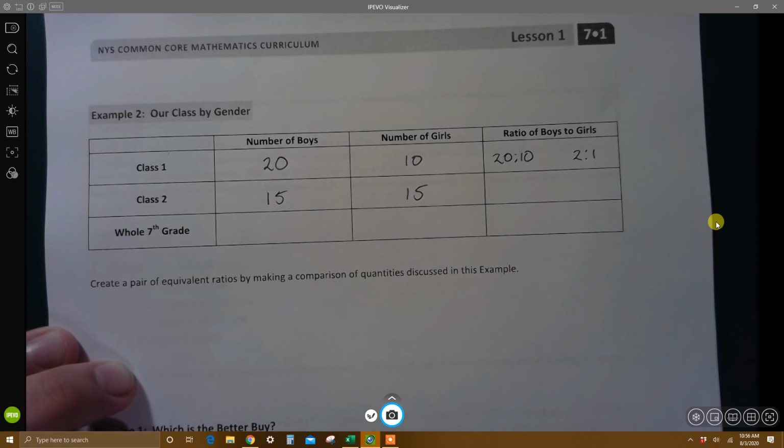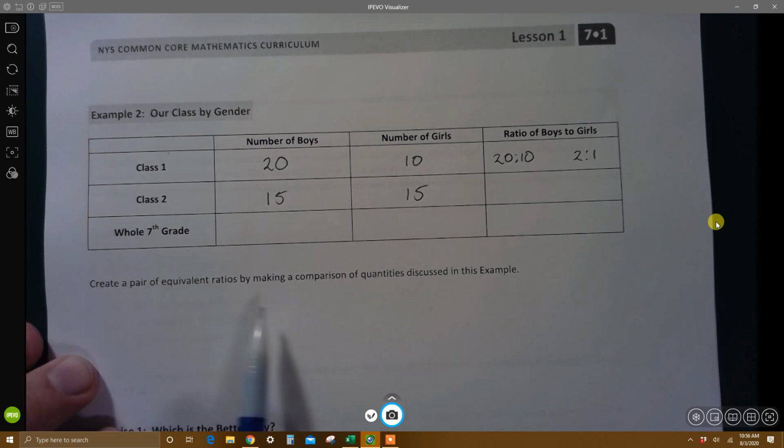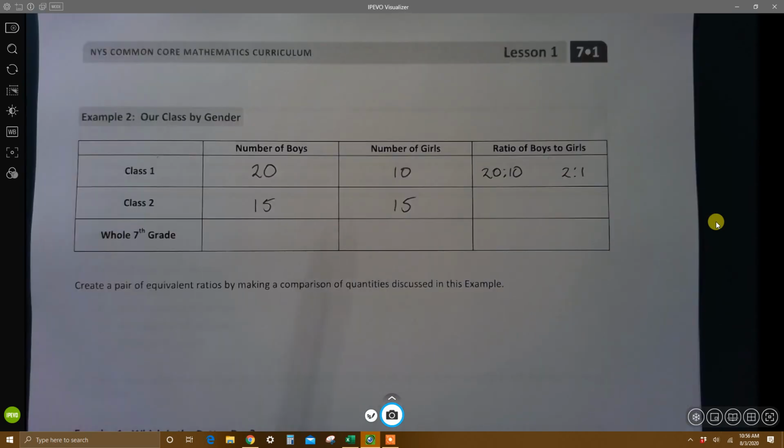What did I just do? Oh my goodness gracious! I said create a pair of equivalent ratios by making a comparison of quantities discussed in this example. I just gave you an equivalent ratio by accident. Or did I? When you get down to that part, I want you to create an additional equivalent ratio based on the information that I've given you. So you're not going to use 2 to 1, you're going to use something else.